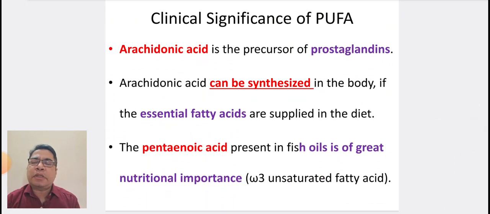Arachidonic acid is the precursor of prostaglandins. Arachidonic acid can be synthesized in the body if the essential fatty acids are supplied in the diet. The pentaenoic acid present in fish oils is of great nutritional importance.